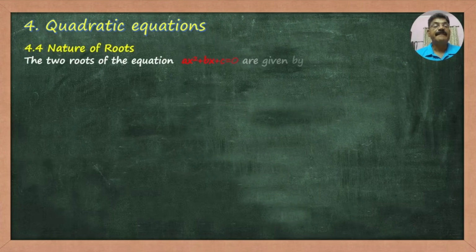Nature of roots. The two roots of the equation ax square plus bx plus c equal to 0 are given by the formula x is equal to minus b plus or minus square root of b square minus 4ac divided by 2a. When you consider the plus sign, you will get one root. When you consider the minus sign, you will get another root.